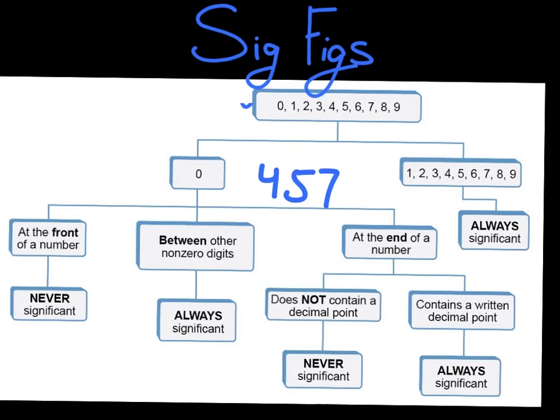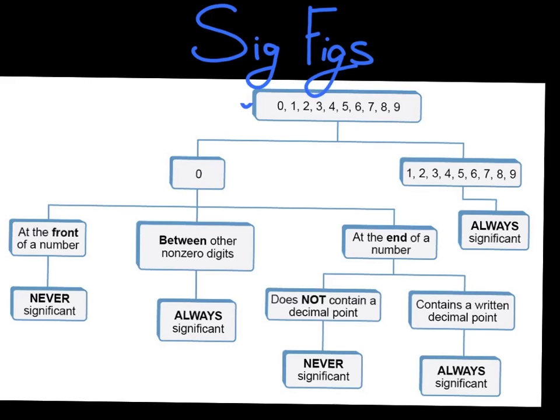Right? So how many significant figures are there? Well, we have 3 numbers here. 1, 2, 3. So that means we have 3 significant figures. That's really simple. Okay? So all the numbers besides 0 are just always significant. But let's dive into 0.